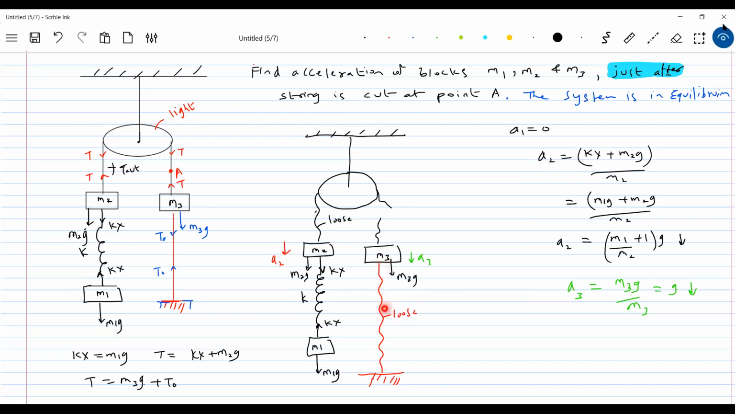So why did the string become loose? The tension is set up by the pull forces. Here M3G is like a push force. So the very moment you cut the string at A, this will become loose. Then only the weight of block M3G is acting, so it will accelerate.